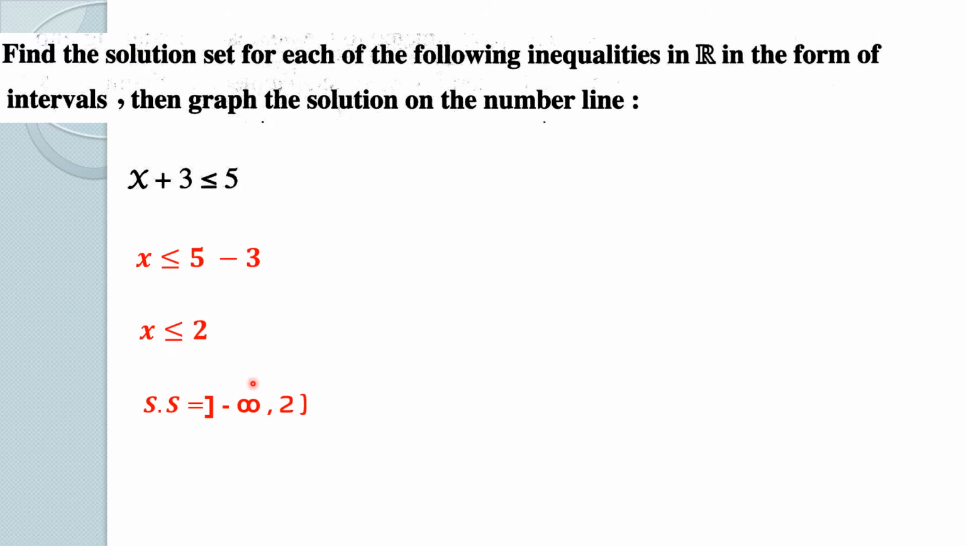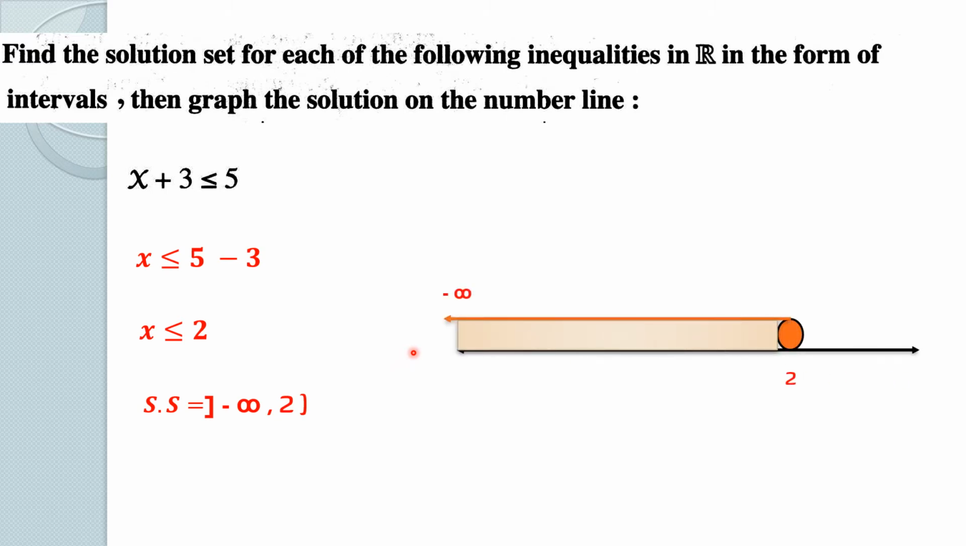Why 2 closed? Because here we have equal to, x equals 2, okay? The solution set equals negative infinity to 2 closed. Okay, to represent this on the number line, 2 closed and negative infinity.